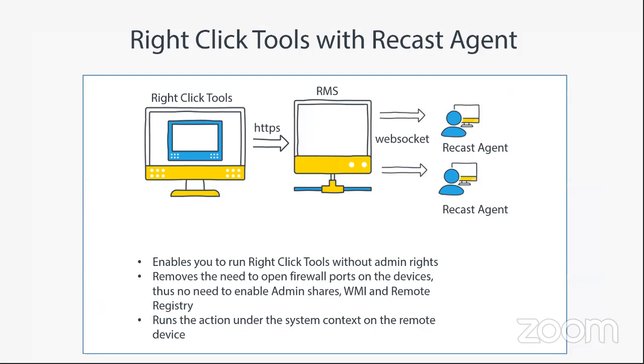Where things start to get a little bit more interesting is when we add Recast Agent into the mix. And Recast Agent is our way of running actions without admin rights. And the cool thing about Recast Agent is the agent itself maintains that connection back to the Recast management server. So you no longer need to worry about opening up any ports on those remote devices, right? We have an outbound connection from Recast Agent to Recast Management Server on the port you specify, and by default, the Windows firewall allows outbound connections.